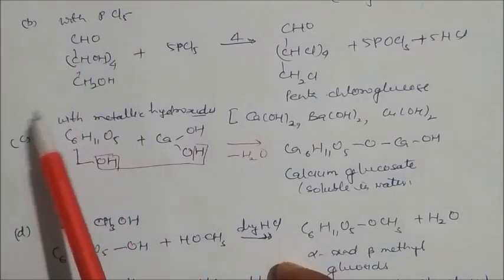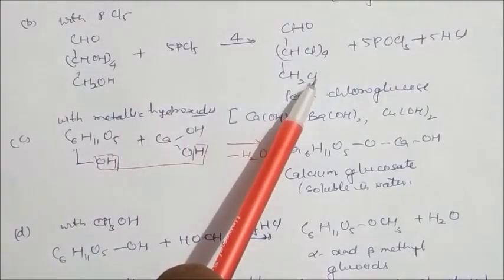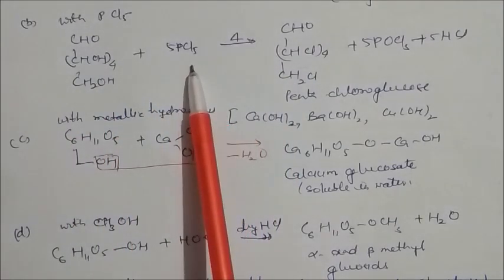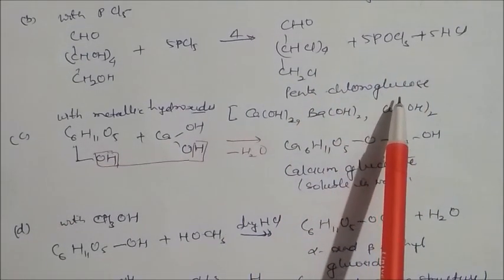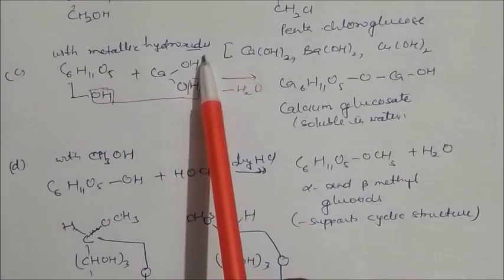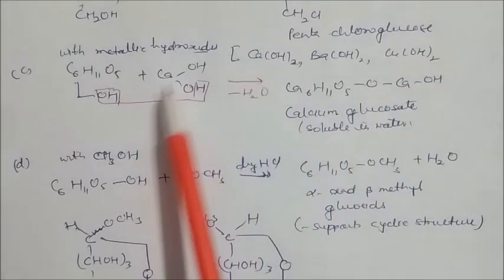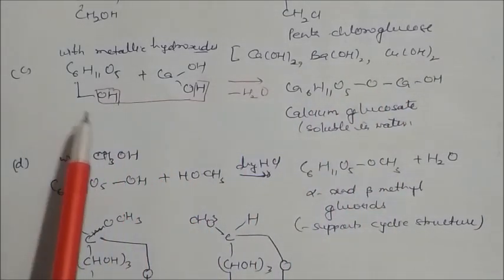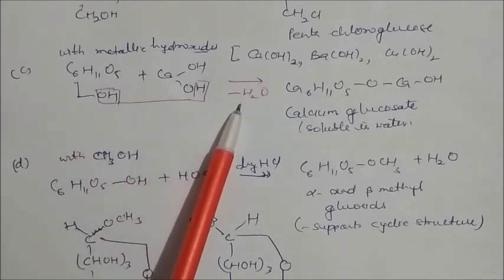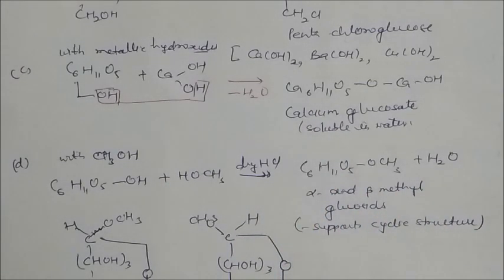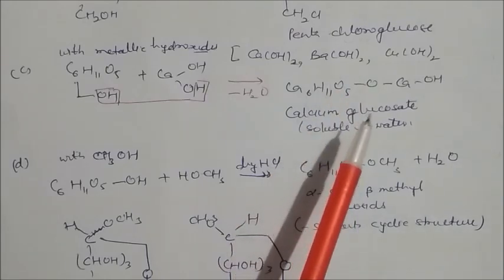With PCl5, phosphorus pentachloride, on heating, all OH is replaced by Cl. So substitution will take place, and with PCl5 we know the side products are POCl3 and HCl. So we will get pentachloroglucose. With metallic hydroxides like calcium hydroxide, barium hydroxide and copper hydroxide, the OH of glucose reacts with calcium hydroxide, dehydration takes place, and calcium glucosate is produced, which is soluble in water.